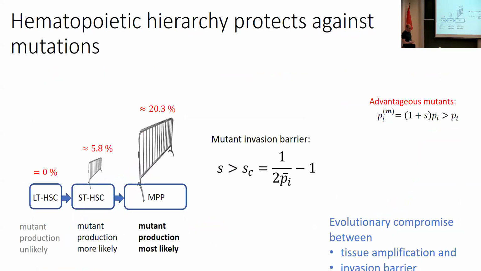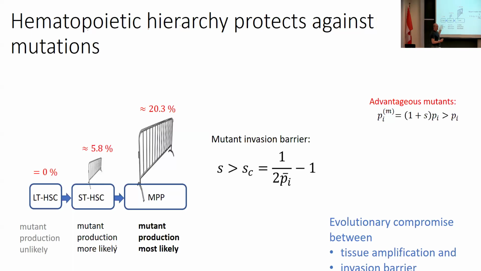So we call these things invasion barriers. And what we find is that there's a trade-off between likelihood of getting generated and the ability to grow, the invasion barrier. So in the long-term stem cells, there is no invasion barrier. A mutant of any advantage will start to grow, no matter how tiny the advantage is. However, it's unlikely to generate a mutant here. And if they do grow, they grow really slowly, so you probably won't see them. On the other hand, if you place a mutant downstream in the MPPs, they're likely to be generated there, but there's a massive invasion barrier that has to be overcome. So you need kind of a monster mutation for this mutant to get going.